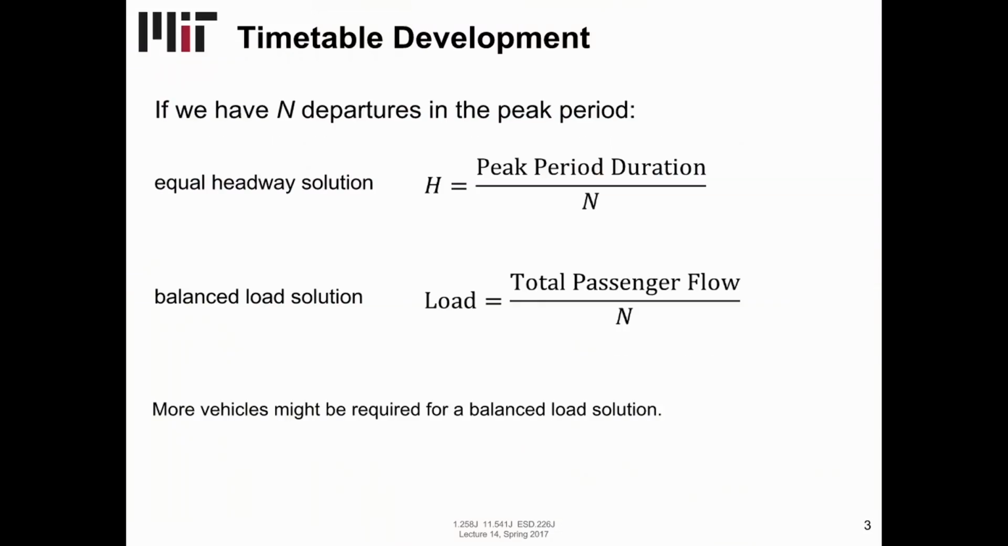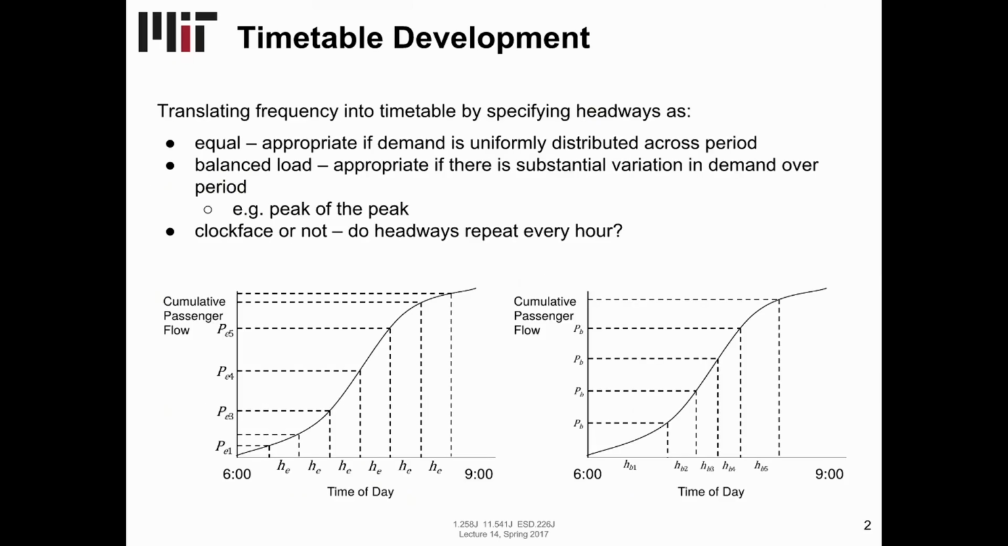So again, for the two approaches to headway distribution, equal headway distribution is basically as it can be imagined: each headway would be calculated as the peak period duration divided by the number of vehicles or frequency that we determined for the route at the time period. And in terms of the balanced load solution, we basically need to first realize what the balanced loads are by dividing the passenger flows by n, and then work out the cumulative passenger arrivals to realize what the timetable arrivals and departures are. Are there any questions about this?